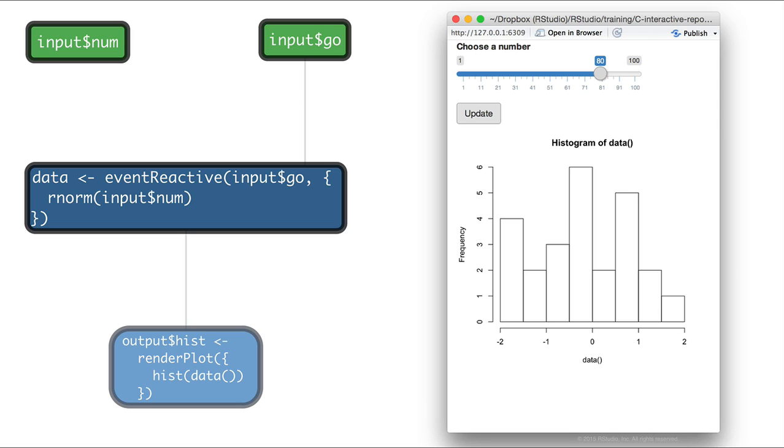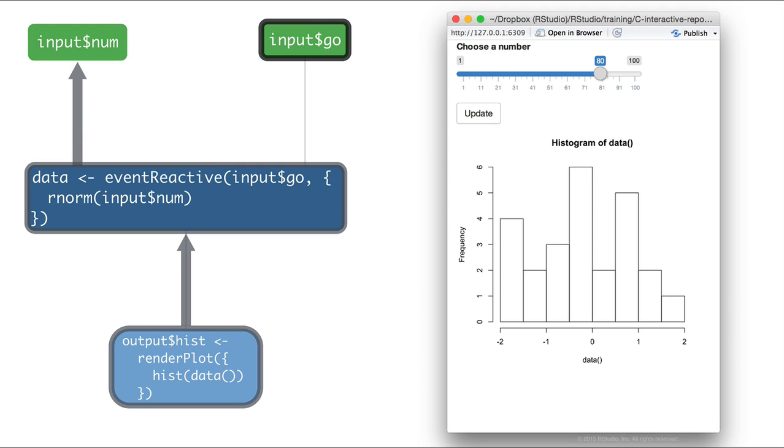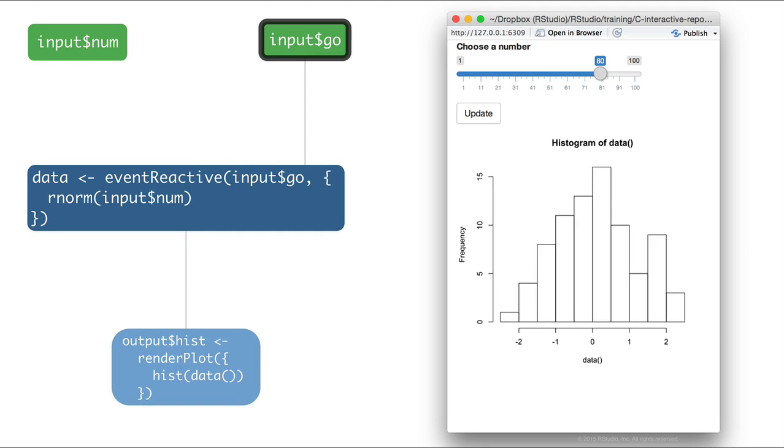When it updates itself, it calls the reactive expression. The reactive expression has been called and it knows it's invalid, so it's going to rerun its code. When it does that, it's going to call input$num, so it will retrieve and use the most up-to-date value of input$num. It just won't take a dependency on it. And once it computes itself, then the output can use that new data set to recompute itself, and we get our new graph.